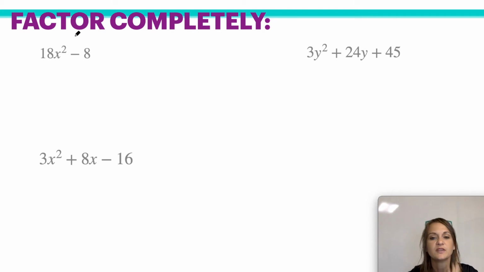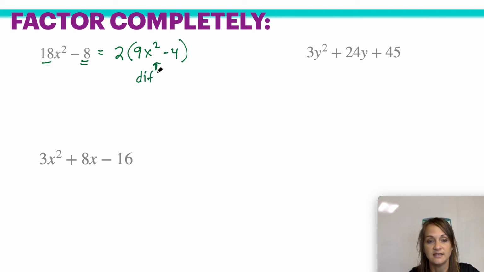Okay, for this one, first thing you always do is see if there's anything in common. There is. You can pull a 2 out front. So if I pull out a 2, I'm left with 9x squared minus 4. At this point, you would sometimes normally stop because there's nothing else you can do. However, I noticed that this is a difference of squares. 9x squared is a perfect square, and 4 is a perfect square. So this actually can be reduced even further.